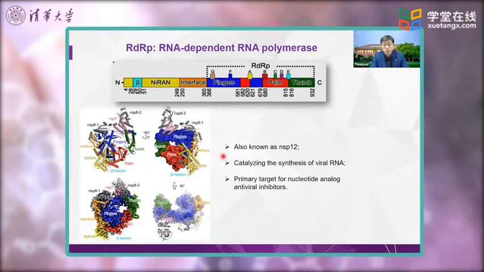RdRp is also known as NSP12. It can catalyze the synthesis of viral RNA. It has been viewed as the primary target for developing antivirals. Normally, those drugs are nucleotide analogs.